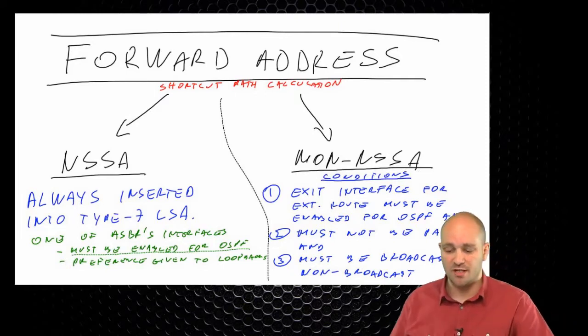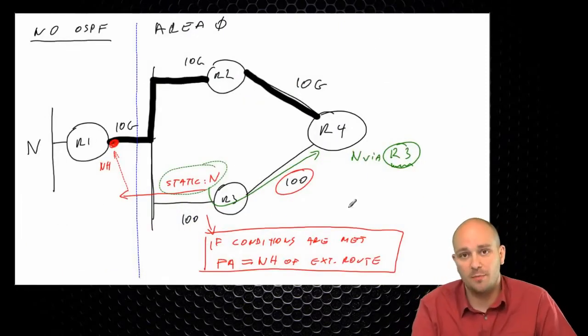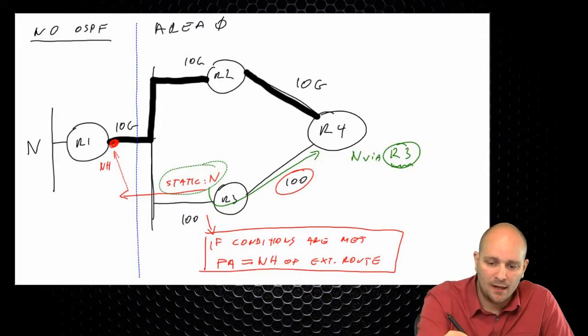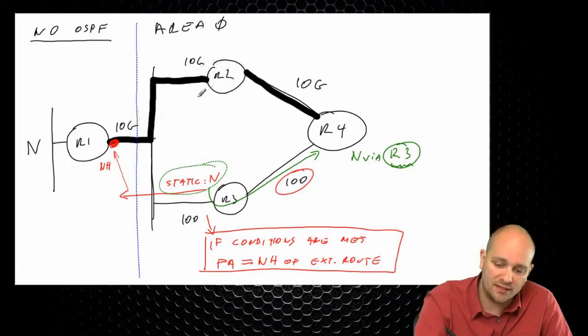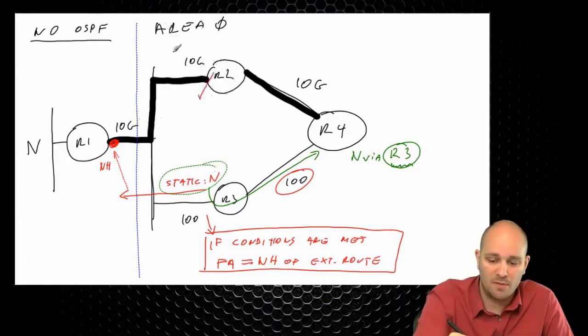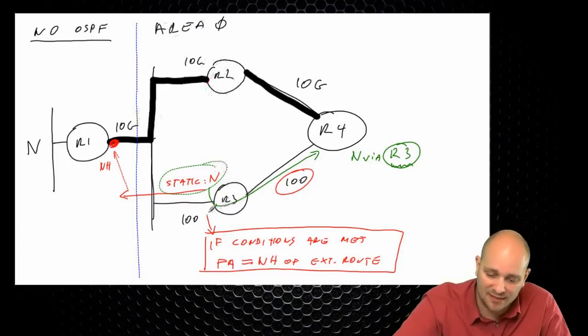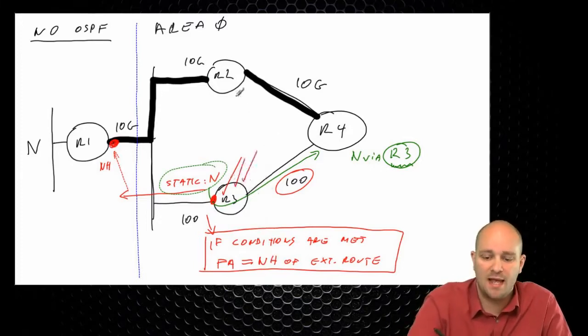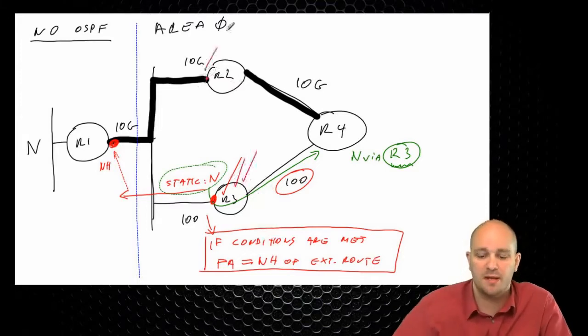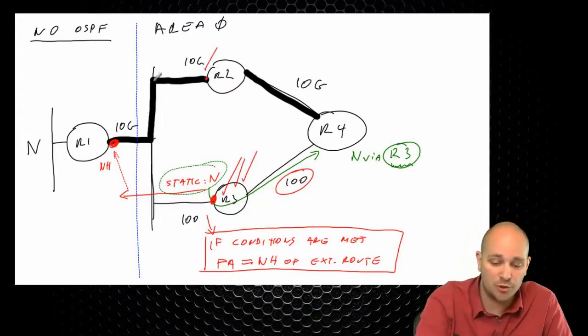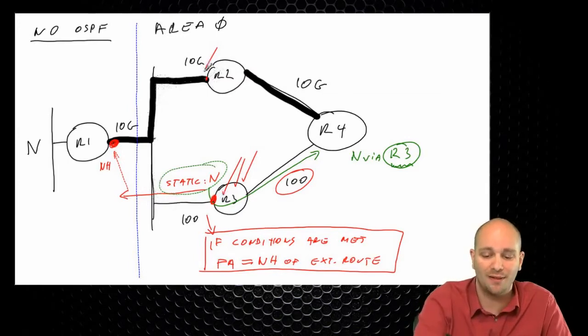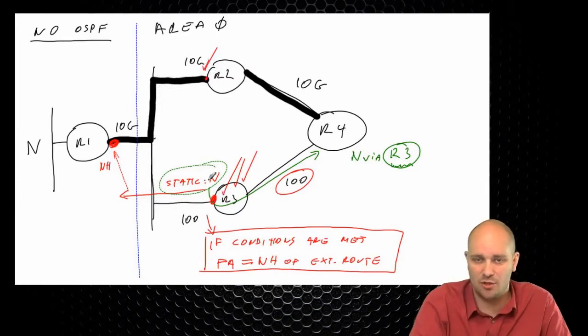So if these conditions are met, the forward address will actually be installed. Now, let me explain why these conditions exist. At this point, we know that this interface here must be enabled for OSPF, that it must be non-passive, and that it must be broadcast. Now, if we assume that this interface here is also enabled for OSPF, even though it's irrelevant whether we actually have the neighborship here or not, let's assume that this interface is actually enabled for OSPF.